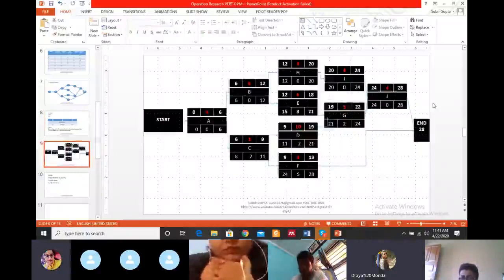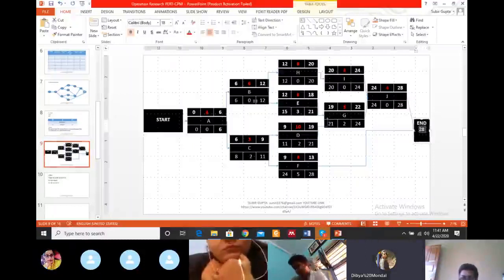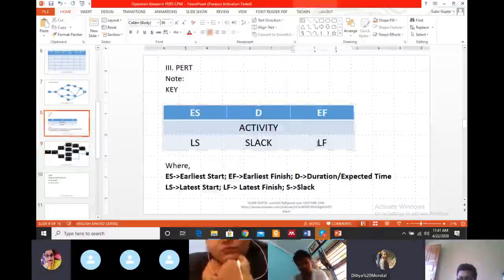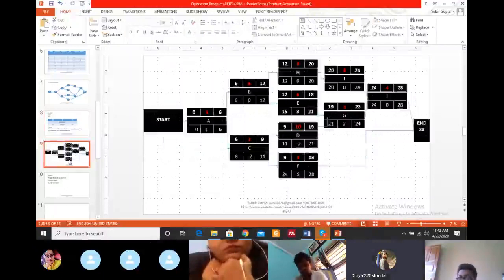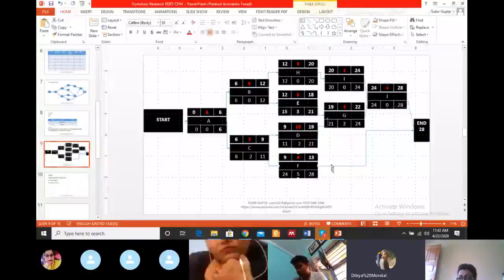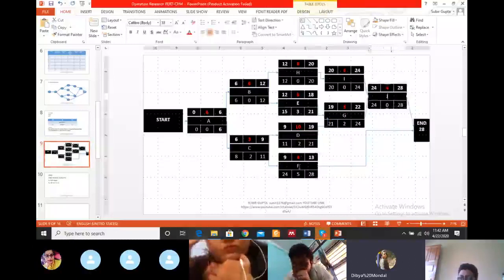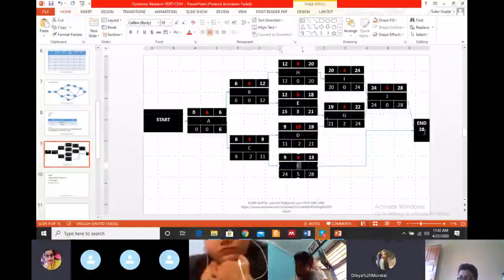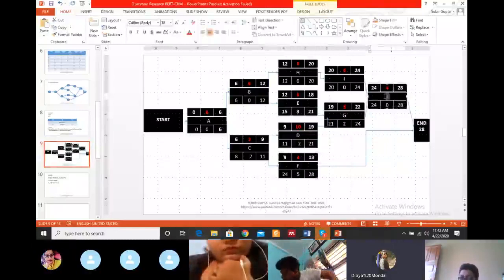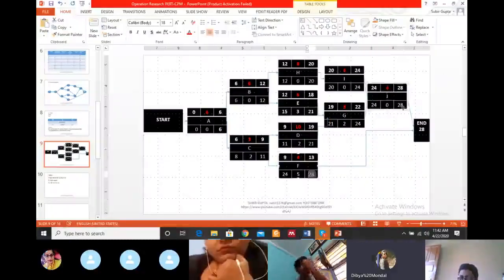Can I start the backward path? Now the ending time is 28, right? So latest finish means 28 for J and F. If you think backward, from the end, where can we go? To J and F. From the end, if we use the backward path, we can go to J and F. So the LF of these two is 28.